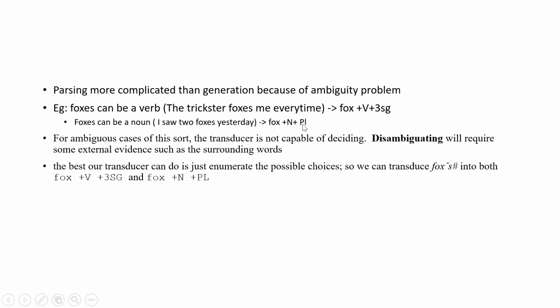So what can be done? For ambiguous cases of this sort, the transducer is not capable of deciding. The transducer does not have the capacity to decide. Disambiguation, that is removing the ambiguity, will require some external evidence such as surrounding words. Unless you know that this foxes is preceded by, let us say, the noun phrase, right?